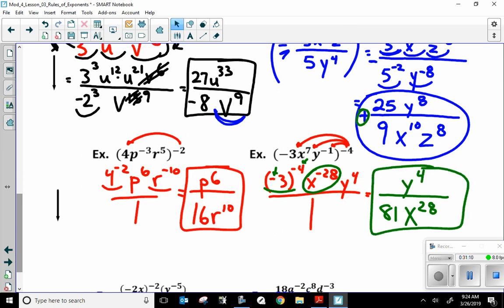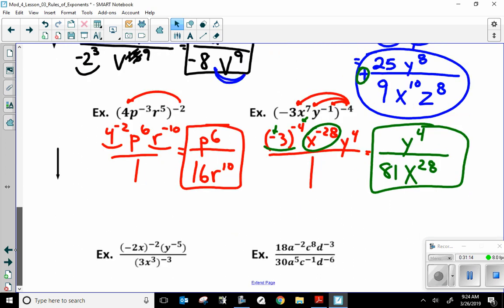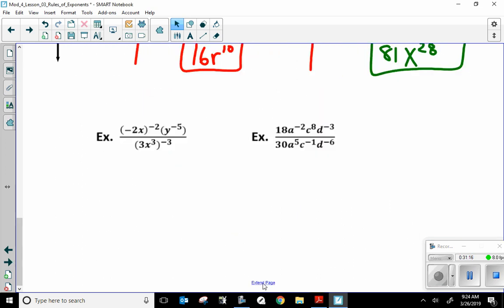Woo! Those are nice, easy ones to do. And last but not least, we have these two. Ooh, all right.